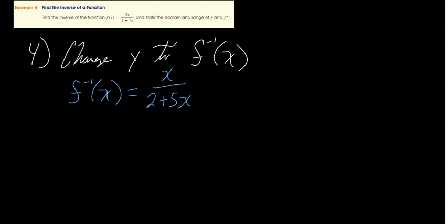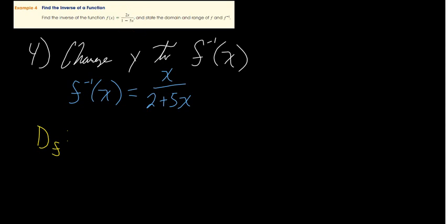Okay, so we wanted to find the inverse of the function and state the domain and range of f and f inverse of x. Okay, so let's look at the domain of f. We're looking at our function f here. The domain is going to be all values not including 1/5. So how do I get that?